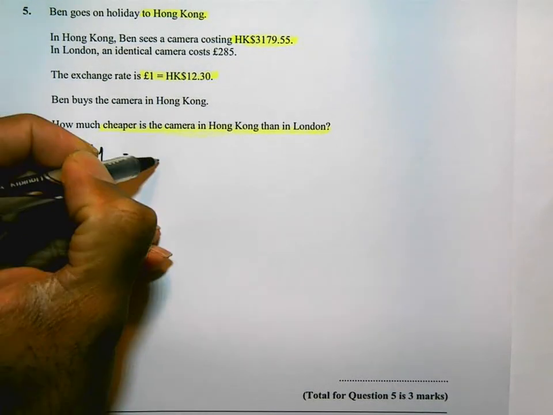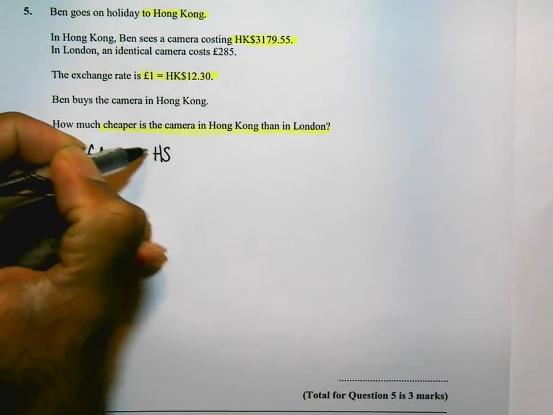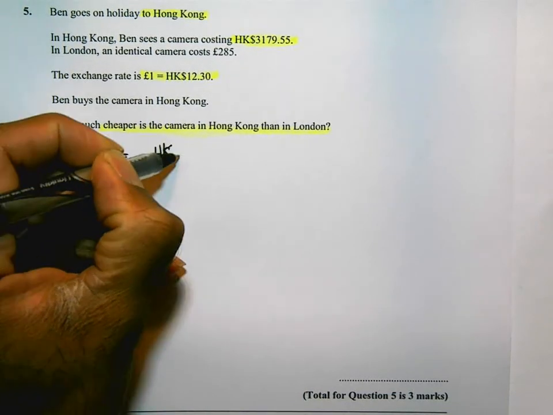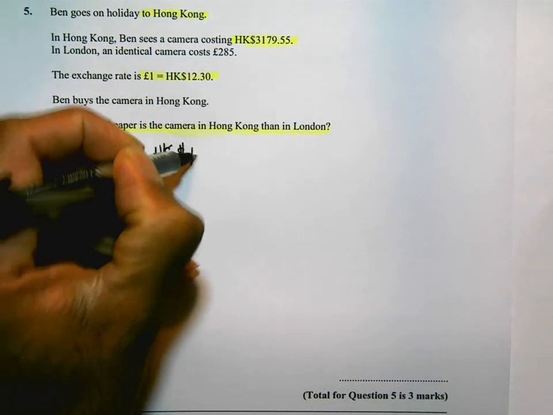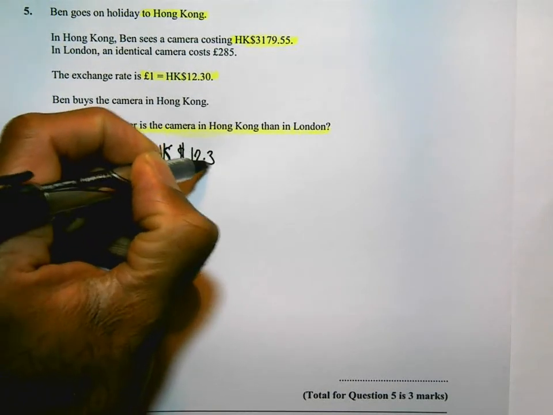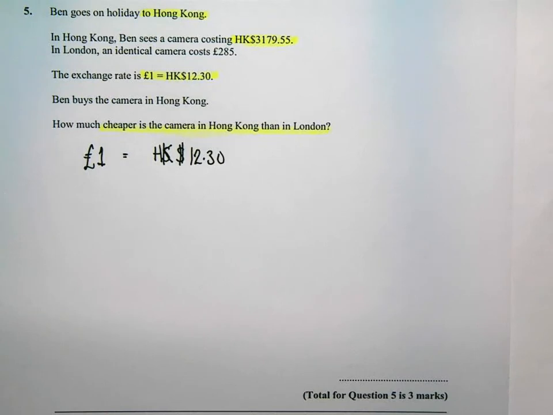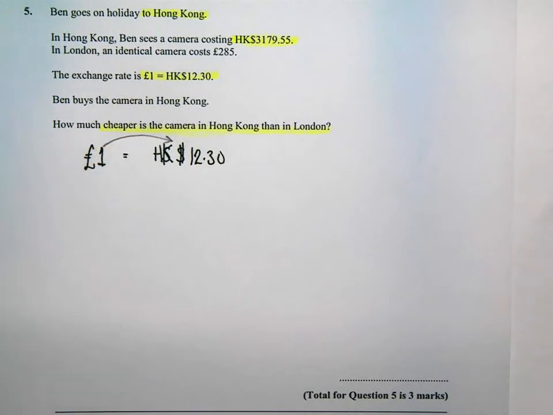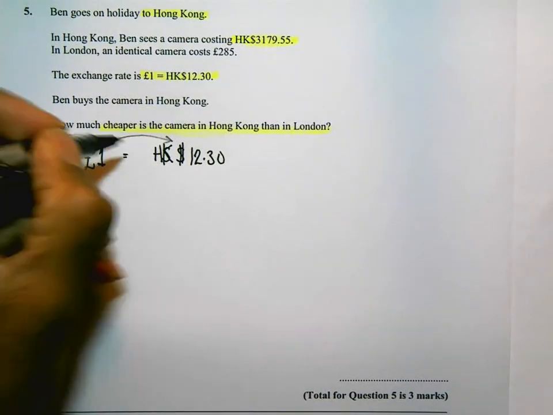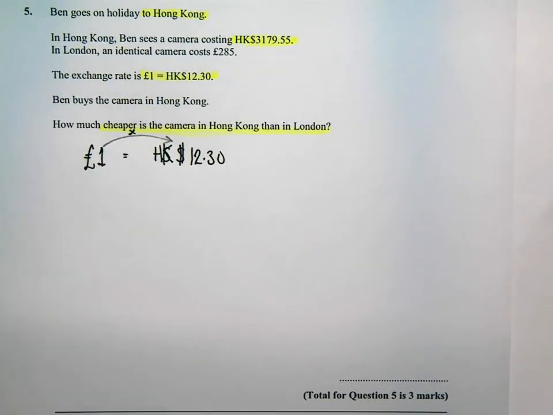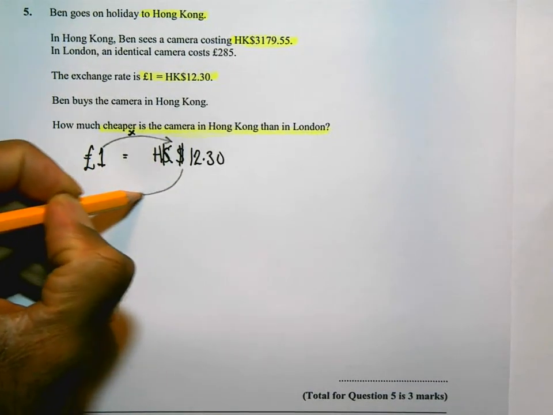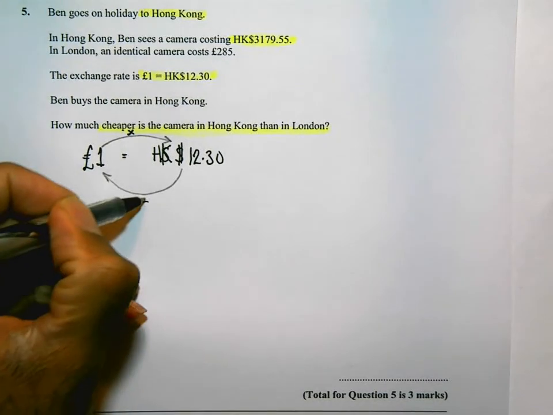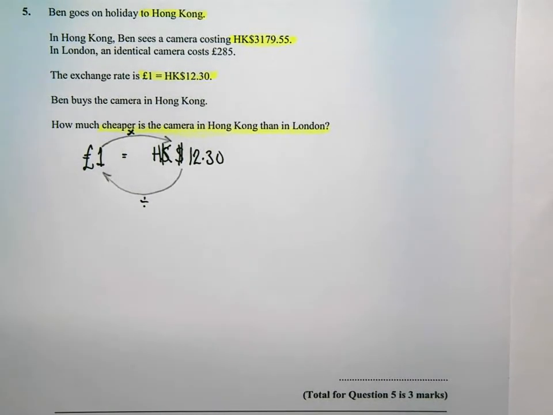£1 is, in Hong Kong dollars, $12.30. If I am changing from pounds to dollars, I'm going to times, and if I'm changing from dollars to pounds, coming backwards, I am going to divide. That's a rough way that I use to remember what to do.